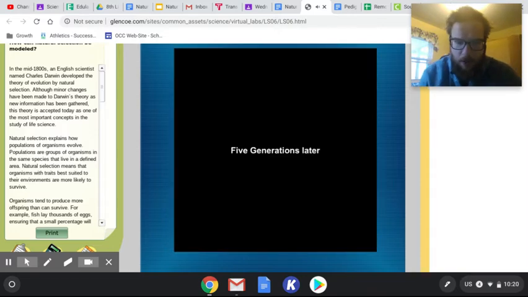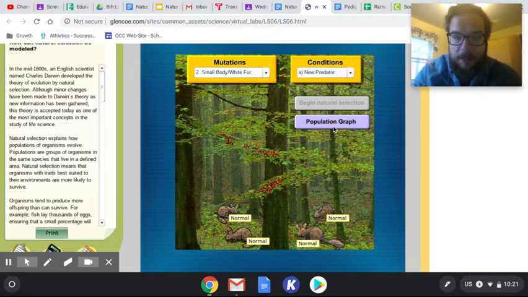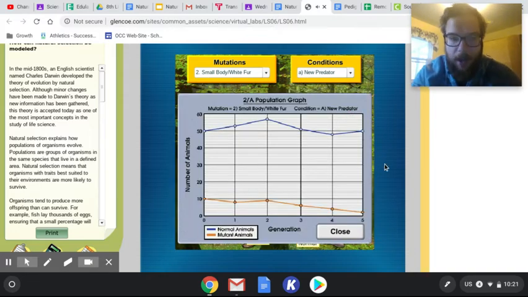So let's say you are 5 generations later. Let's say you are the unlucky bunny that has white fur. That's your mutation. Look at what happens. There's no white bunnies left. Check their population graph, and they are getting wiped out. Now, interestingly enough, they bounce back a little bit right here, but then they are just getting smoked. They're almost gone entirely in that last generation, their generation 5.